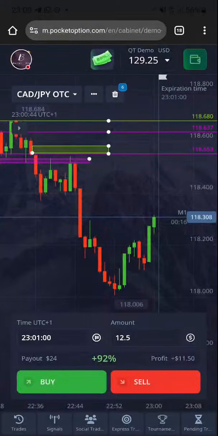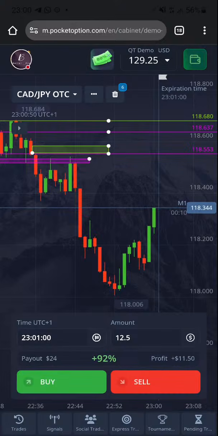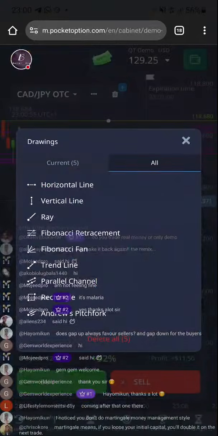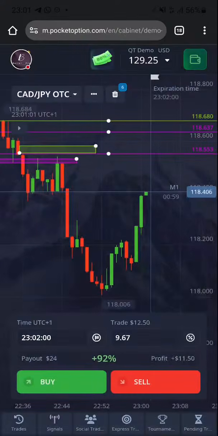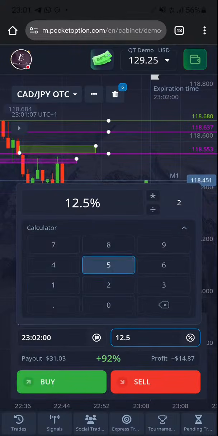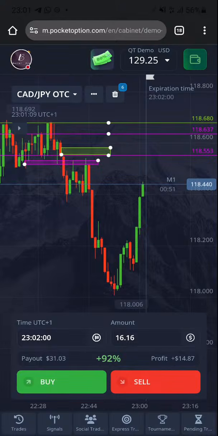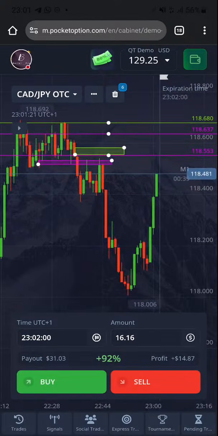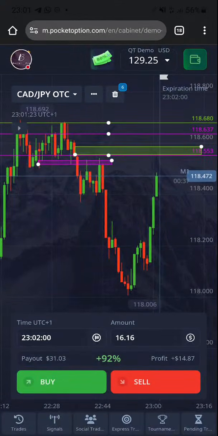Now I prefer to use percentage. Why? Because with percentage, I don't have to think about the amount. I just look at this now. I can go back now and choose. Oh, sorry, let me check that. Martingale means if you lose your initial capital, you double it. Oh, okay. Yes, that was exactly the explanation someone gave me the other day. But I don't use that, because I use percentage. Look at this now. This is 12.5% of the current balance. So I can keep it consistent at 12.5%, and now my trade amount is going to be increasing. The only thing I need to focus on is actually taking good trades.